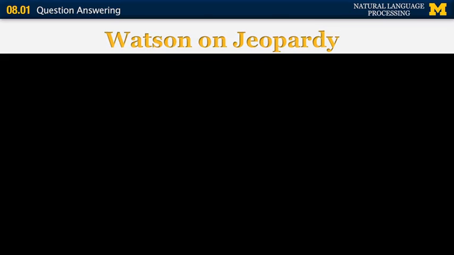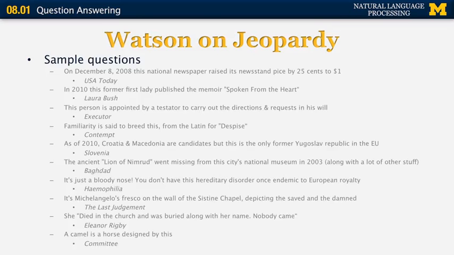So how did Watson do on Jeopardy? Here's some sample questions. For example, on December 8th, 2008, this national newspaper raised its newsstand price by 25 cents to $1. So this is a very typical question for Jeopardy. It's formulated slightly differently from traditional questions in that it's really formulated as an answer, and you're supposed to answer using a question. So in this case, you would be supposed to say something like, what is USA Today, which is the name of the newspaper. I should note that the question and answer format used in Jeopardy is really equivalent to normal question answering. It's just a little twist that is added to formulate the questions and the answers in the opposite order.